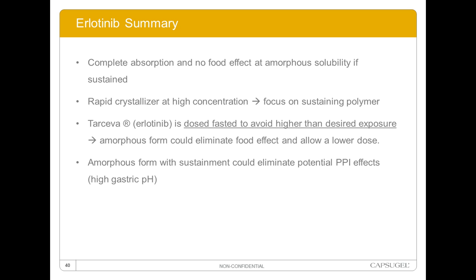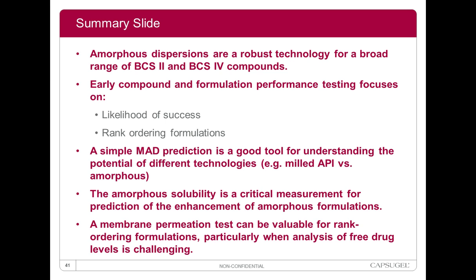And again, we can reach this high degree of absorption by either making sure the drug gets dissolved in the stomach and sustaining that with a sustaining polymer, or we could use an amorphous form. And again, like ketoconazole, by using an amorphous form, we might be able to blunt the effects of a proton pump inhibitor or other things that may increase gastric pH.